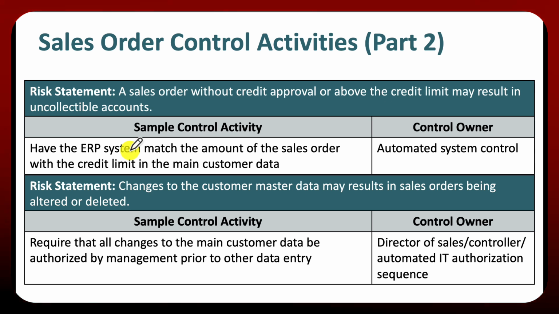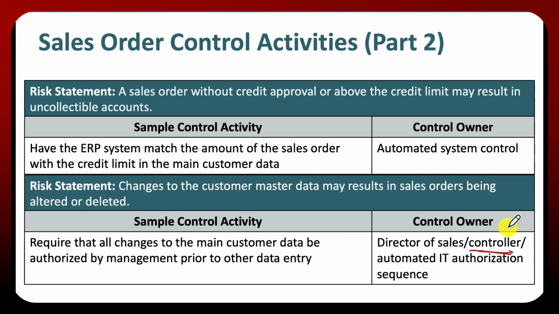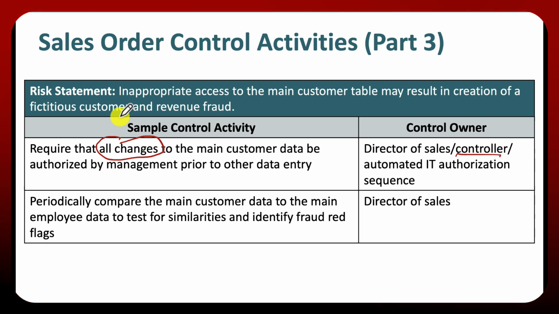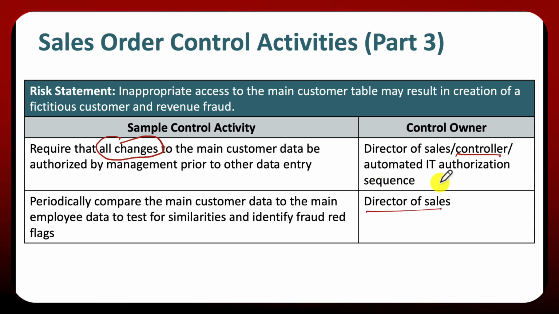We might have the director of sales or the controller or some type of automated IT authorization sequence that would require all changes to the main customer data table to be authorized by management before they are data entered. Additionally, we might have the director of sales compare the main customer data to the main employee data to test for similarities and hopefully get us to those fraud red flags.